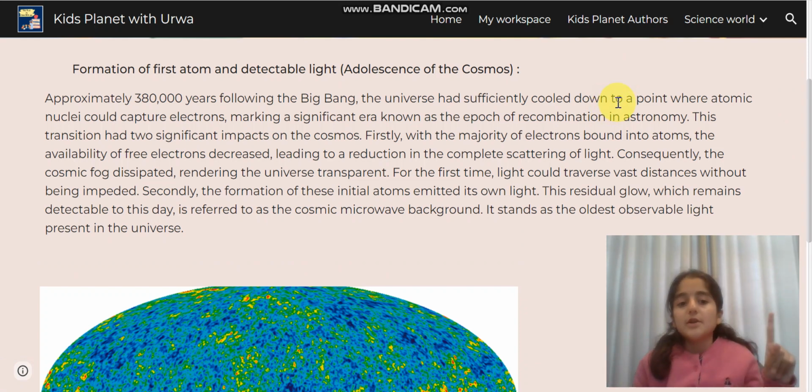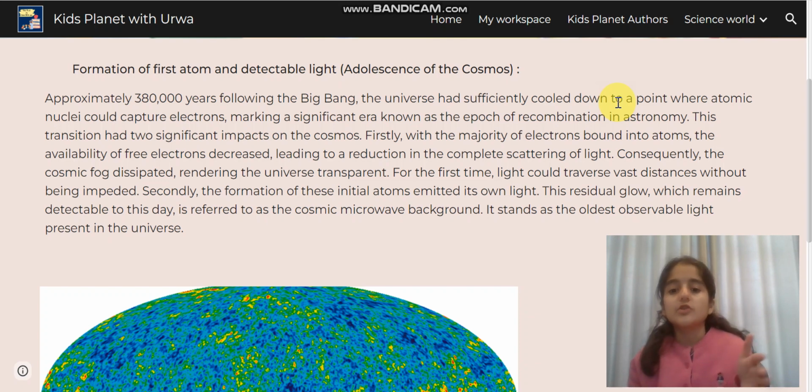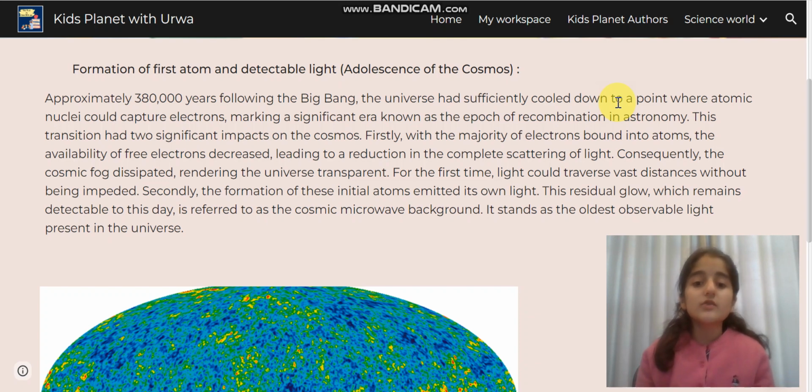Secondly, the formation of these initial atoms emitted its own light. This residual glow is still detectable today, and it is referred to as the cosmic microwave background radiation. This radiation is very bright to a radio receiver. It stands as the oldest observable light present in the universe.